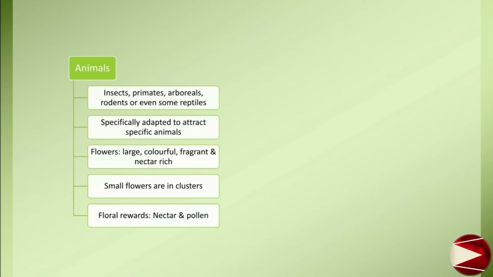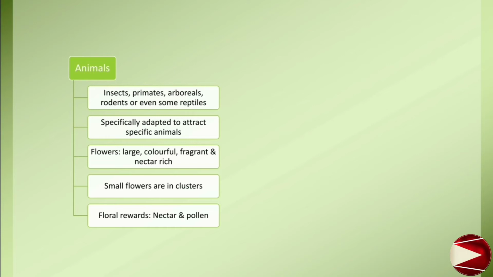Flowers pollinated by animals have specific adaptations, that is large size, being colorful, having fragrance and possessing nectar. Even if flowers are small in size, they are clustered into an inflorescence to make them conspicuous or easily visible. Animals are attracted by color and or fragrance of the flower. But for attracting flies and beetles, the flower produces foul smell.